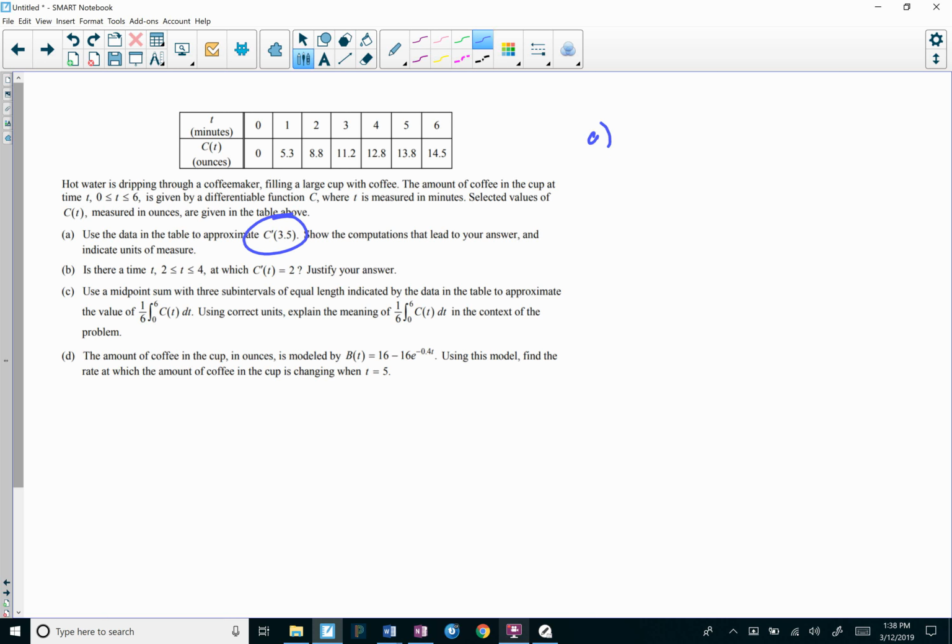It says find the derivative. Don't give me a tangent line. A couple of you did that a few times now already. So it's just the derivative, 3.5. Make sure you put y's on top. 12.8 minus 11.2 over 4 minus 3. I end up getting 1.6.